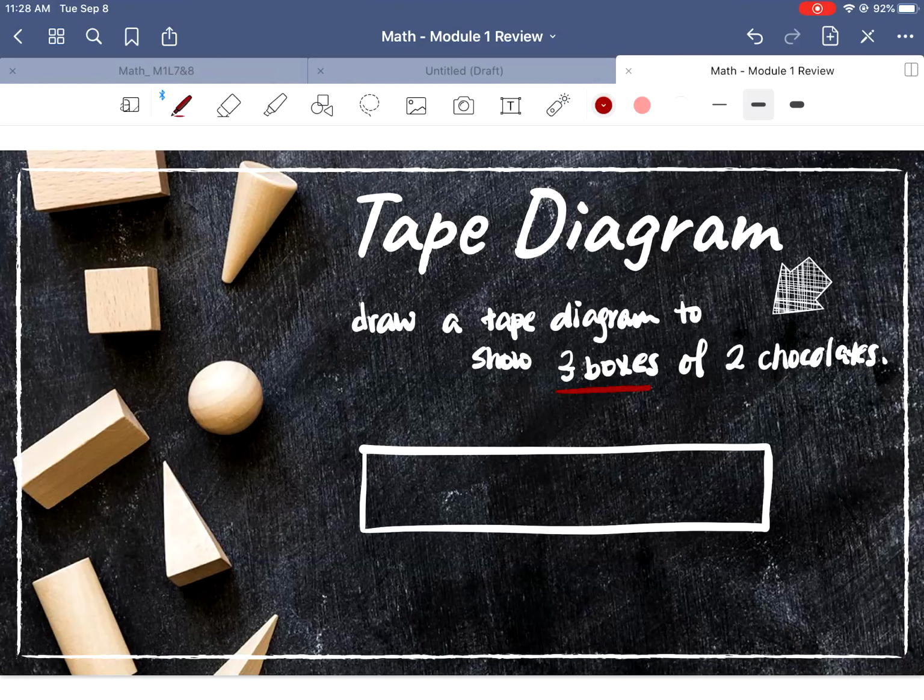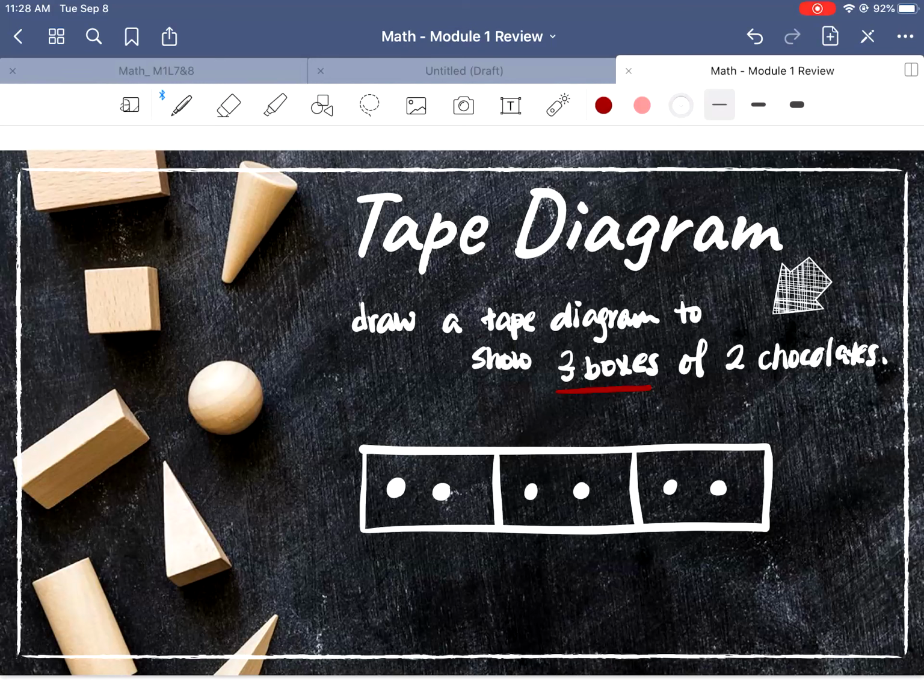And then I'm going to check the number of boxes, because that's the number of parts I have to have in this rectangle. It says there are 3 boxes. So I'm going to draw 2 lines to divide this one rectangle into 3 parts. And I'm going to draw 2 chocolates in each box to complete my picture.